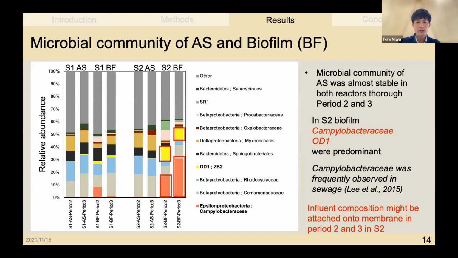In addition, uncultured bacteria, OD1, was also observed in period 2 and 3. It is indicated that the gel biofilm is a unique environment for microorganisms, and this result also suggested that the influent composition might be attached onto the membrane surface in period 2 and 3 in S2.